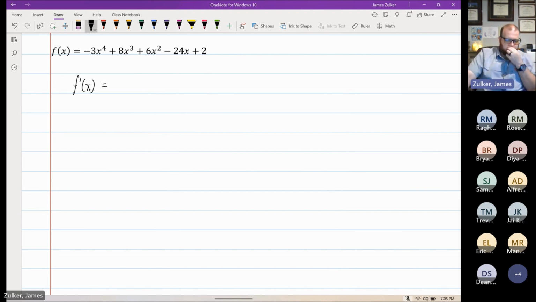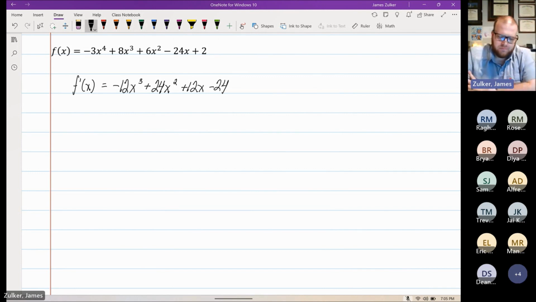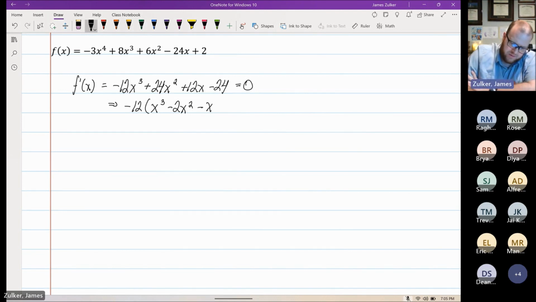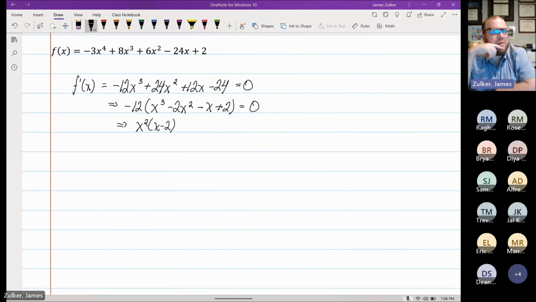First derivative. It's defined everywhere, set it equal to 0. Factor out a negative 12. That negative 12, we can divide it out. We can now do factor by grouping.